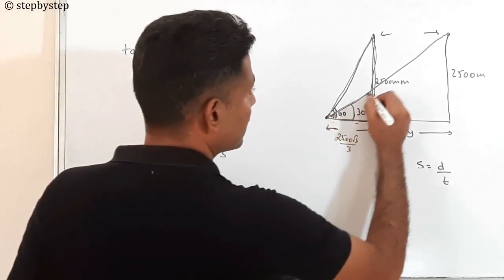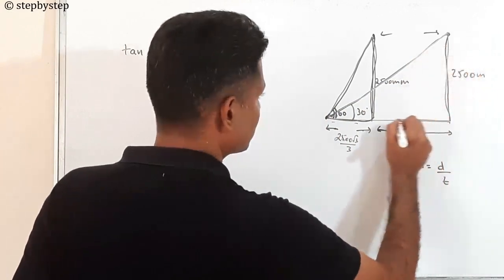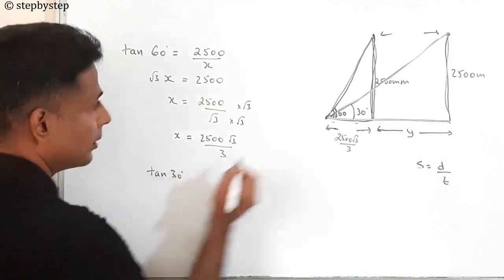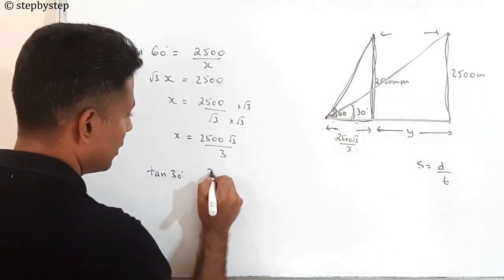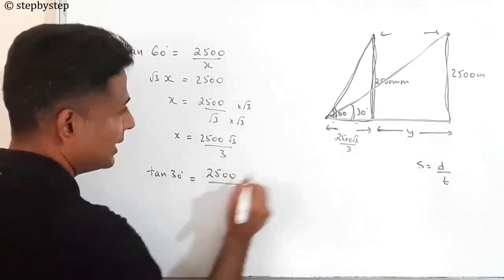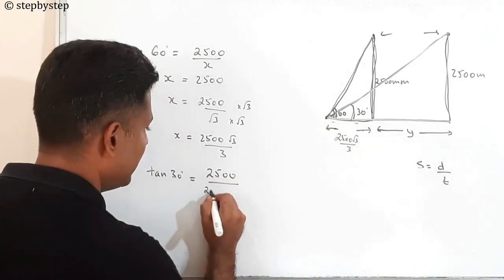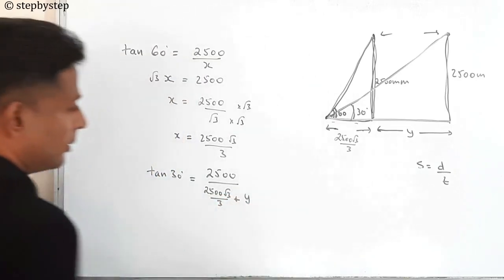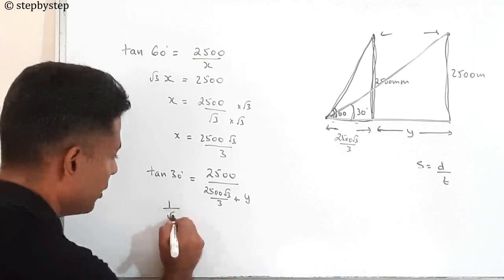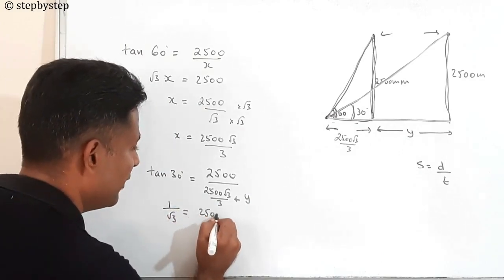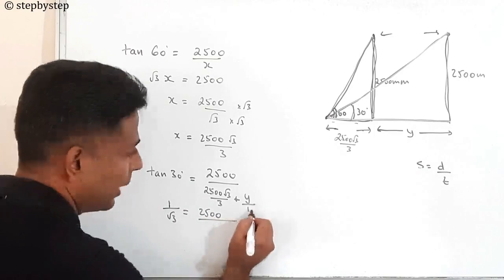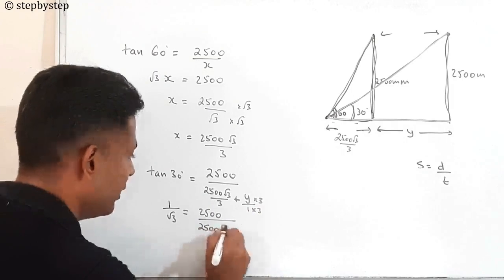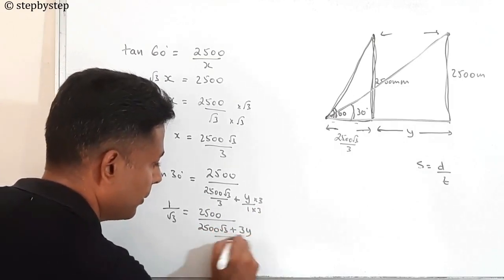Now taking this entire triangle, what do we get? Tan 30 degree. Tan 30 is opposite by adjacent, that is this plus this. So we get 2500 root 3 by 3 plus y. Now tan 30 is 1 by root 3 equal to 2500 by, here we have to take LCM, so by 1 into 3 into 3. So we get 2500 root 3 plus 3y by 3.